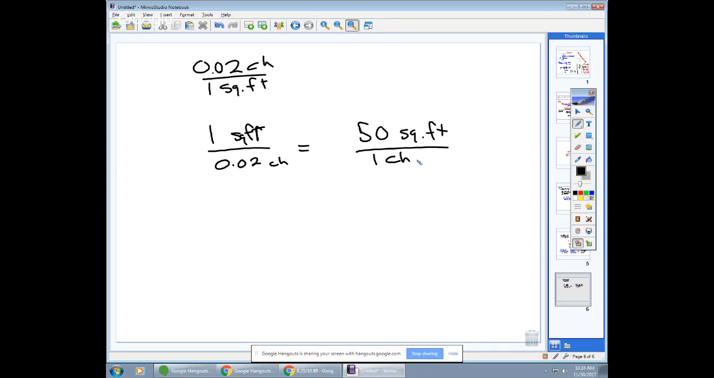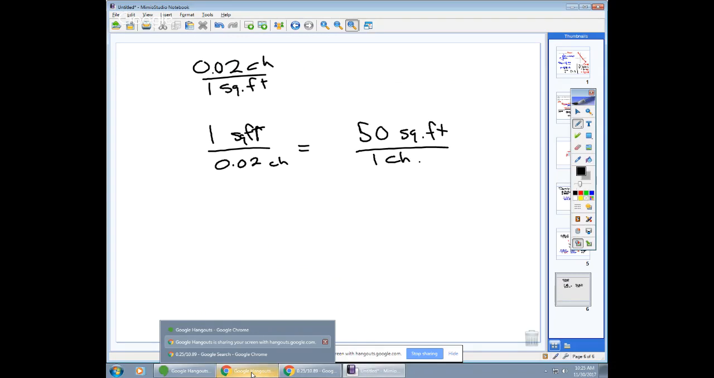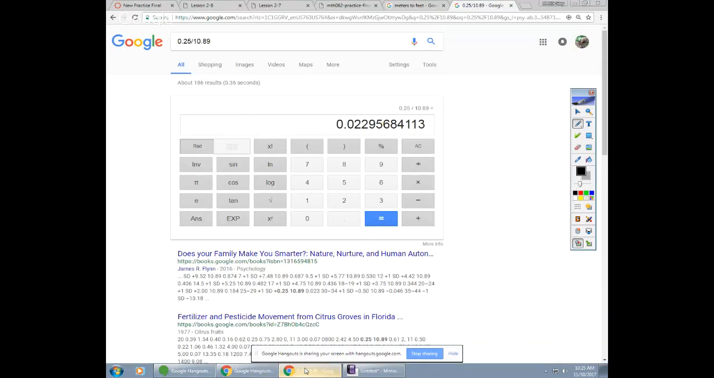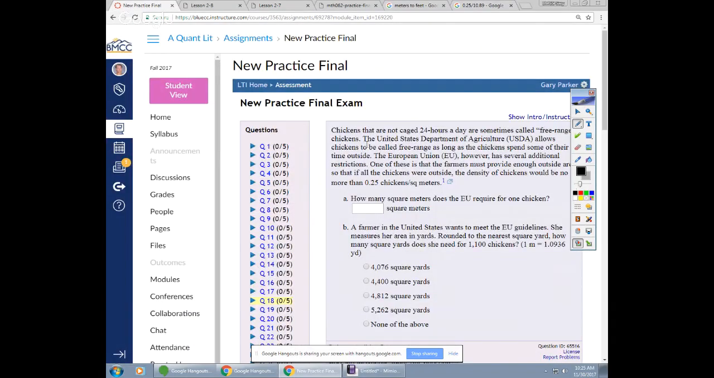So requirements are a little stiffer. That's a lot of room for a chicken. So in the EU, they can't be free range unless they have that much space. Those are pretty happy chickens. Those are some pretty damn happy chickens. Yeah, it's a lot of running around room.